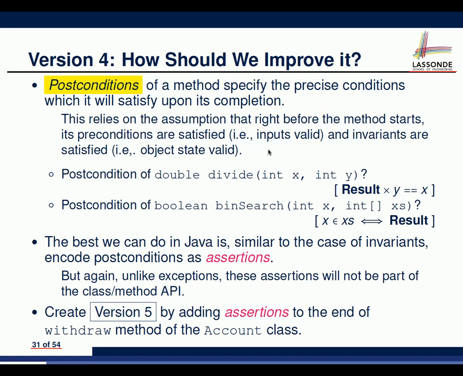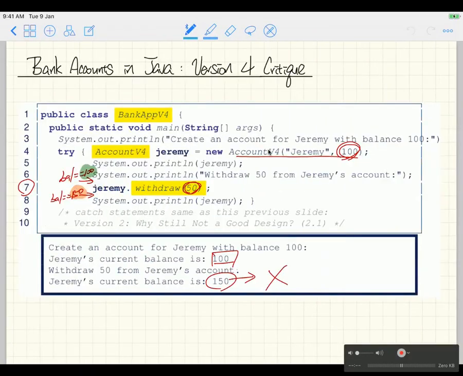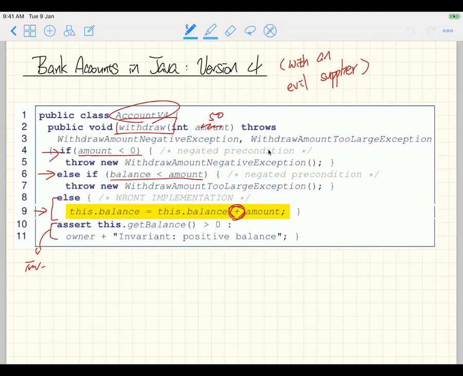Okay, the best we can do to really code up the postcondition in Java is by using some assertion. So now the question for you: let me just go back to this particular version over here. This is the version where we got a wrong implementation.